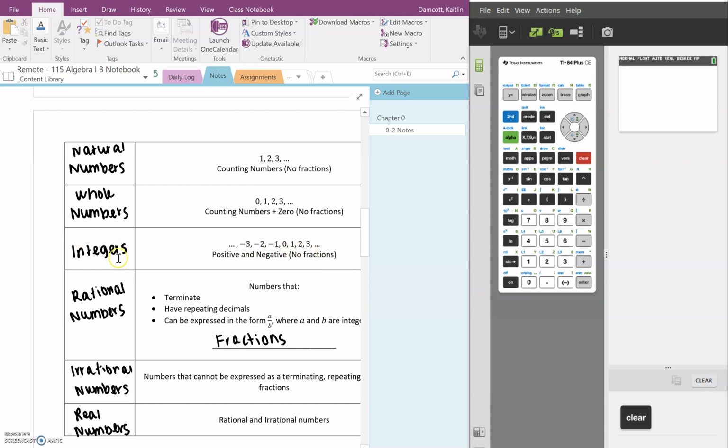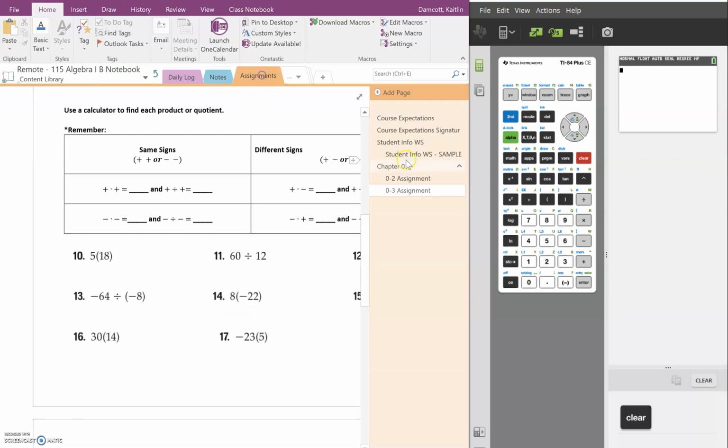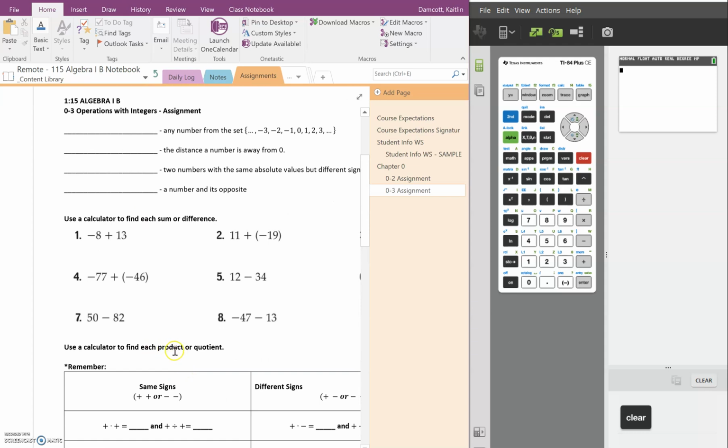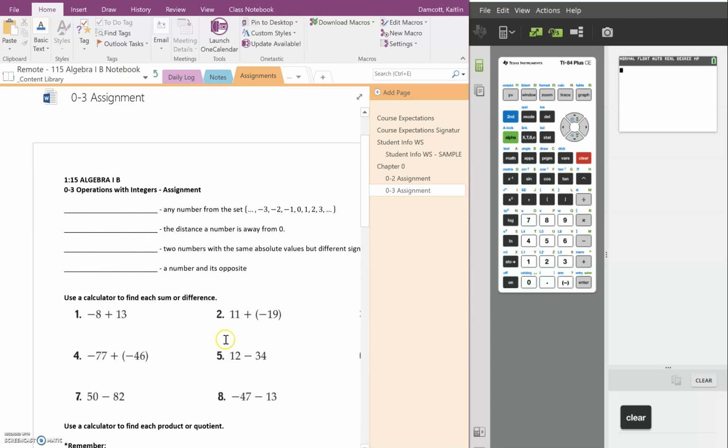So we're going to look at this particular assignment, this 0-3 assignment, which is in your assignment tab, and we are going to be doing different operations with it. So we've got our sum and difference, so adding and subtracting. We've got down here our product and quotient, meaning multiplying or dividing. So this is all review, should be fairly easy to get through fairly quickly.